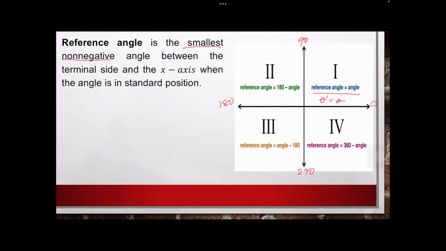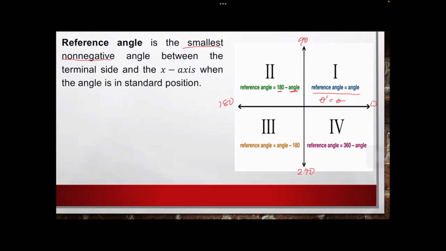The next is the quadrant 2. The formula for the quadrant 2 is the reference angle is equal to 180 minus the angle. So, yung given, 180 minus the given angle natin. So, ang range nito is from 91 up to 179, or greater than 90 but less than 180. Yun yung range ni quadrant 2.